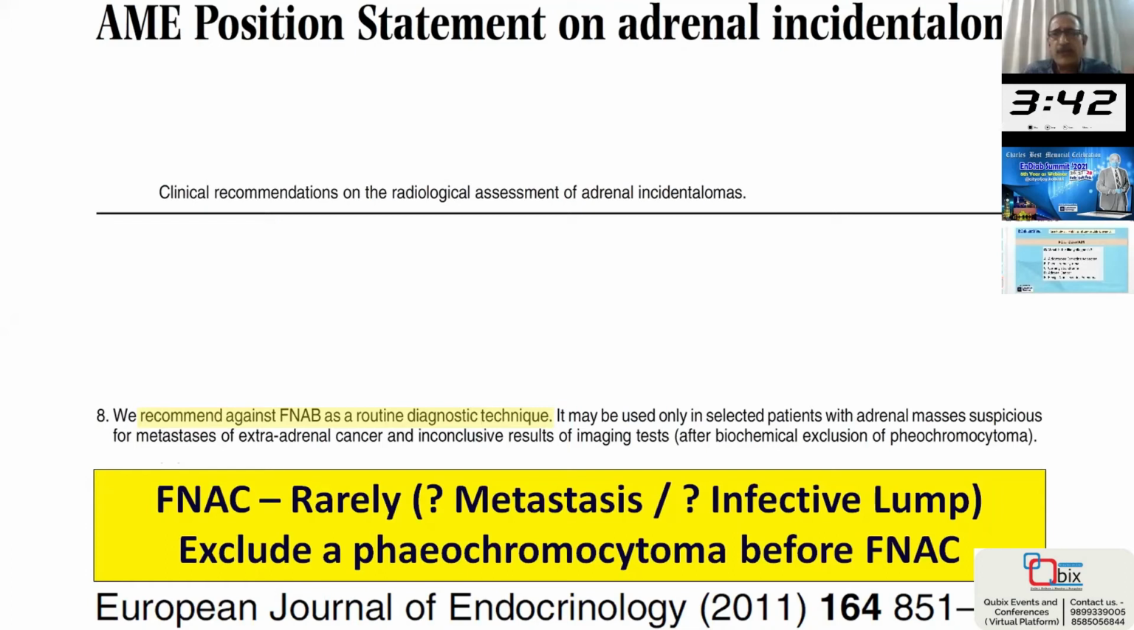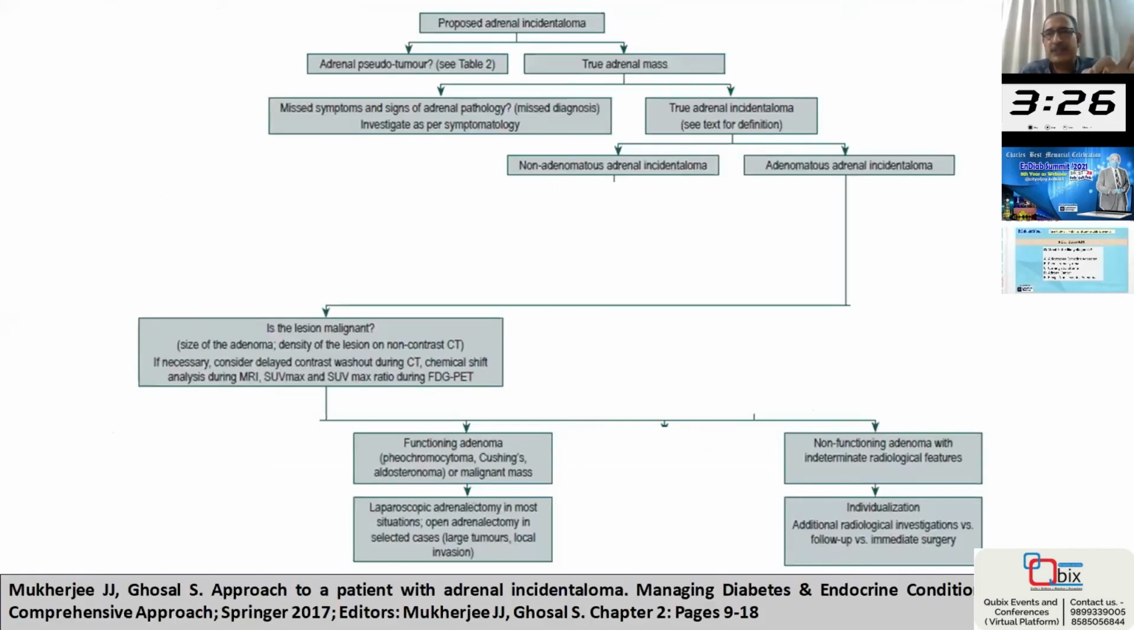The role for FNAC is very, very limited. If it's an infective lesion, you have to exclude a phaeochromocytoma before. You have to have urine catecholamine values as normal before you put in a needle. It's only in the case of infective masses, TB, histoplasma, or if it's an isolated adrenal metastasis and the diagnosis is going to change management.